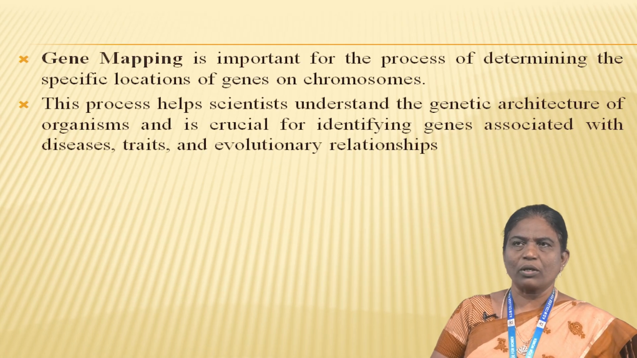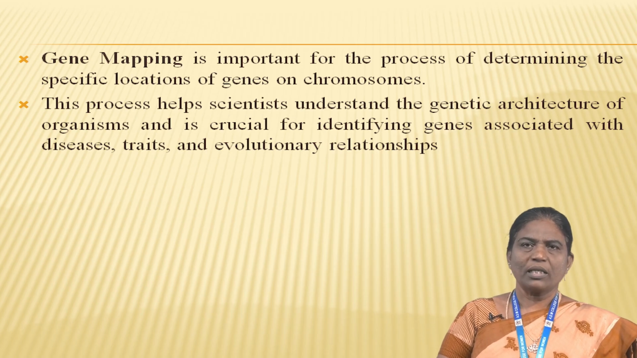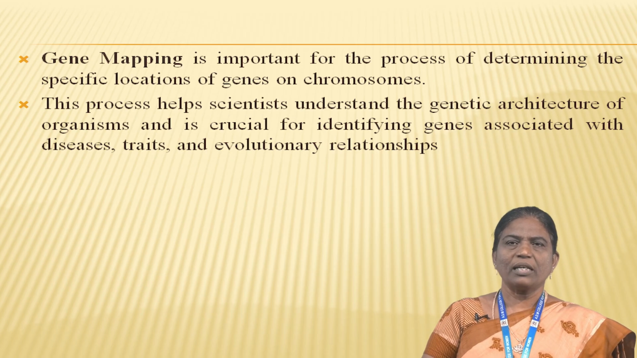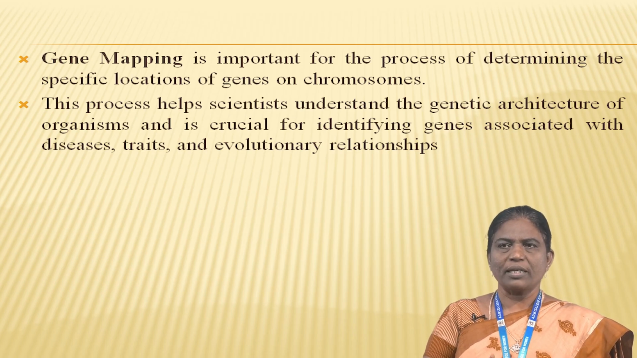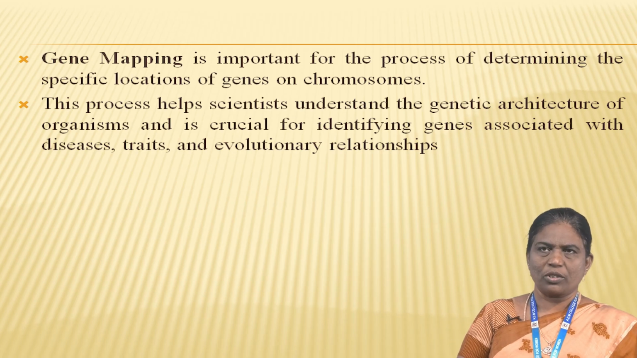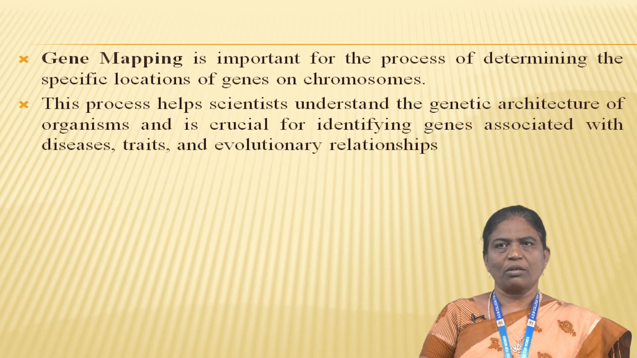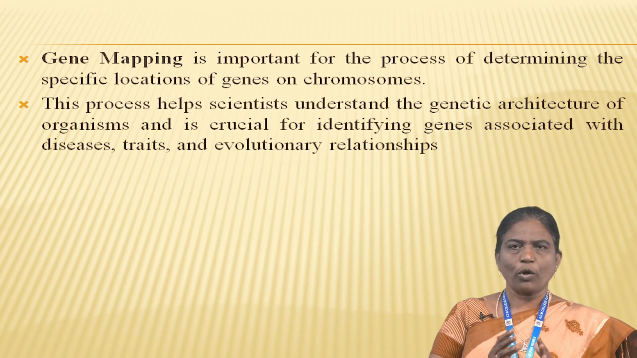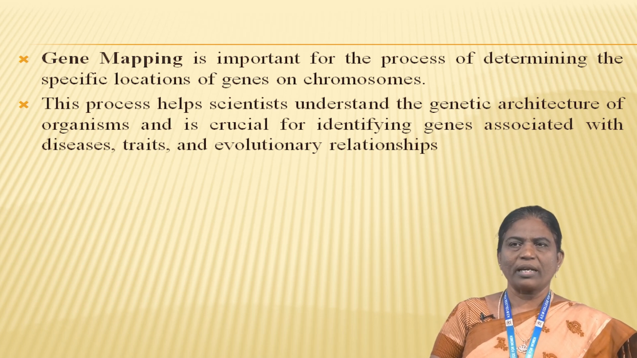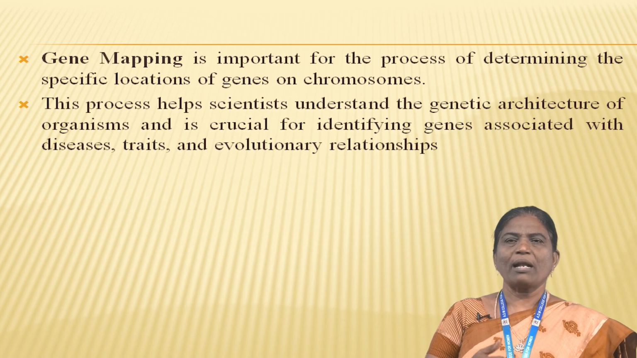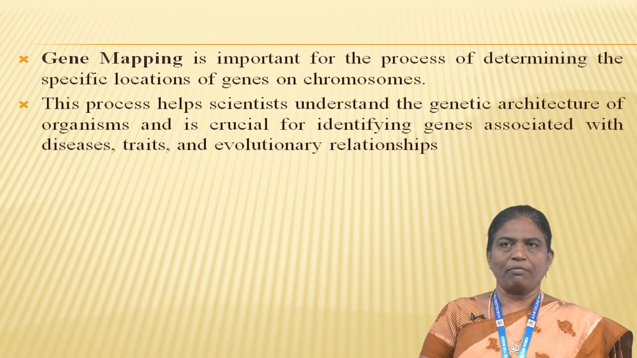And also gene mapping is important for the process of determining the specific locations of genes on chromosomes. This process helps scientists to understand the genetic architecture of organisms and is crucial for identifying genes associated with diseases, traits, and evolutionary relationships. It is the cornerstone of modern genetics, providing insights into the structure, function, and evolution of genomes. By pinpointing the locations of genes, researchers can unravel the genetic basis of traits and diseases, paving the way for advancements in medicine, agriculture, and understanding of life itself.